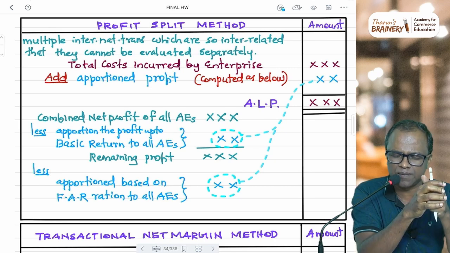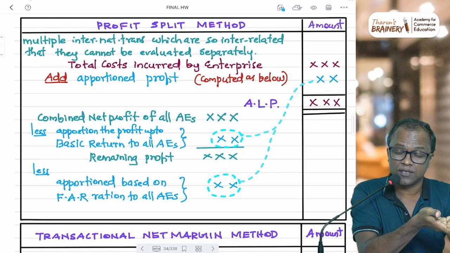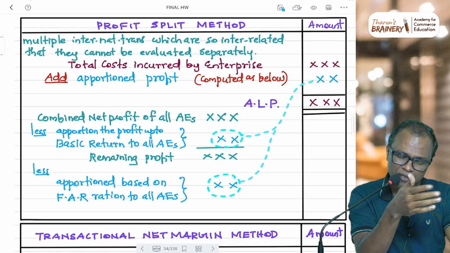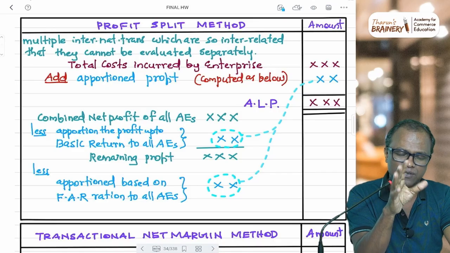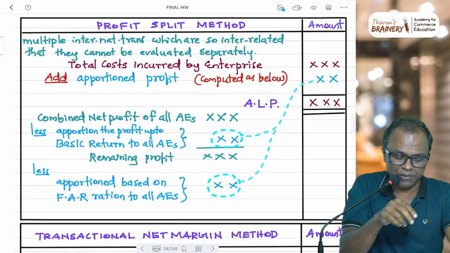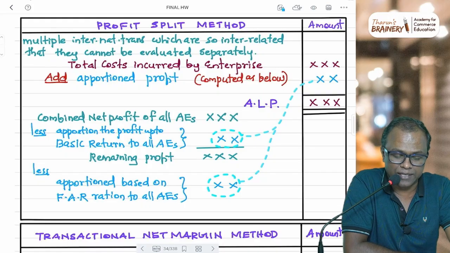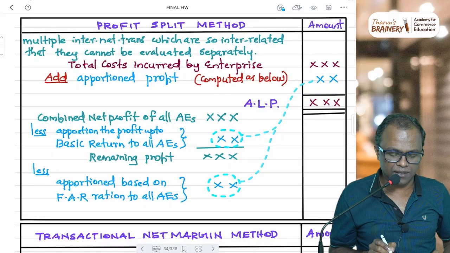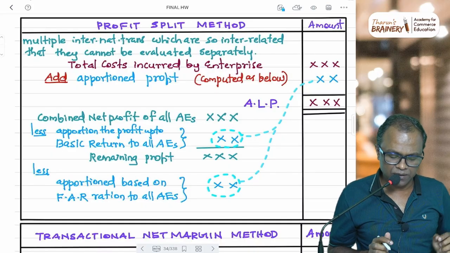This is the arm's length sales. But the actual billed may be 120 or the actual billed may be 140. Then we will discuss, depending upon that. We will compare and find out whether there is any variation in profit to be added. So the first step is to identify the combined net profit, and then that combined net profit should be divided based on FAR ratio.